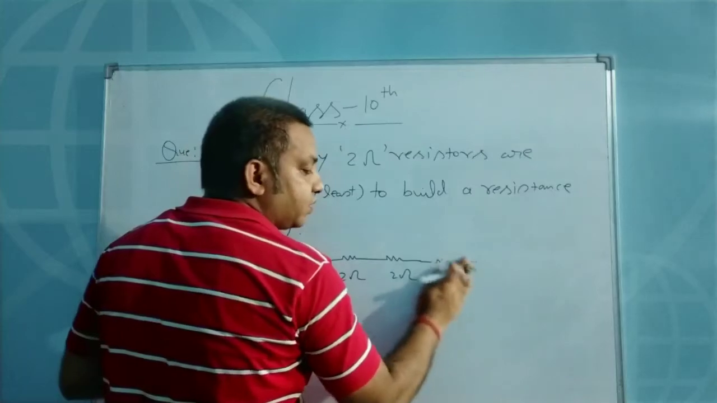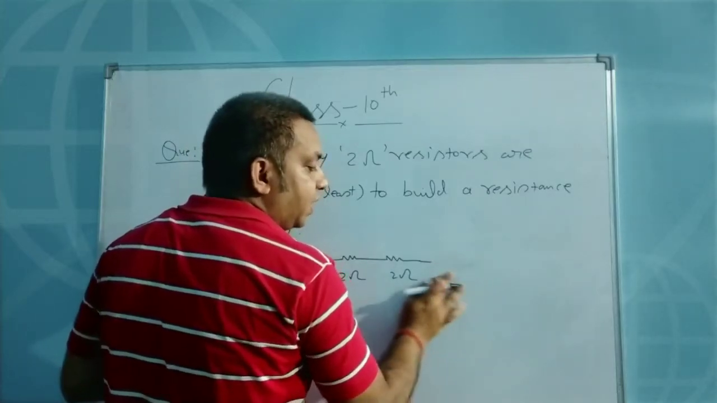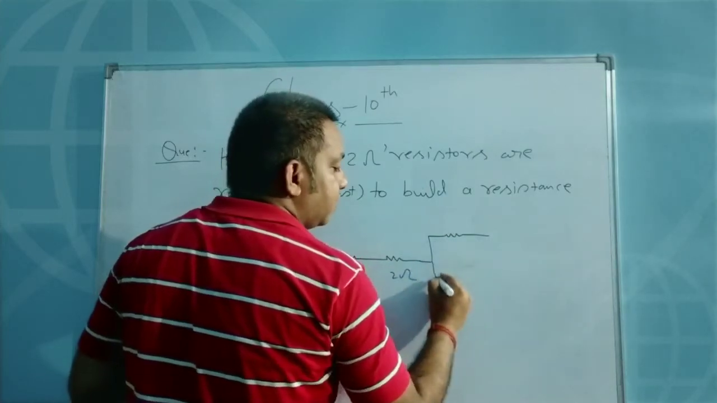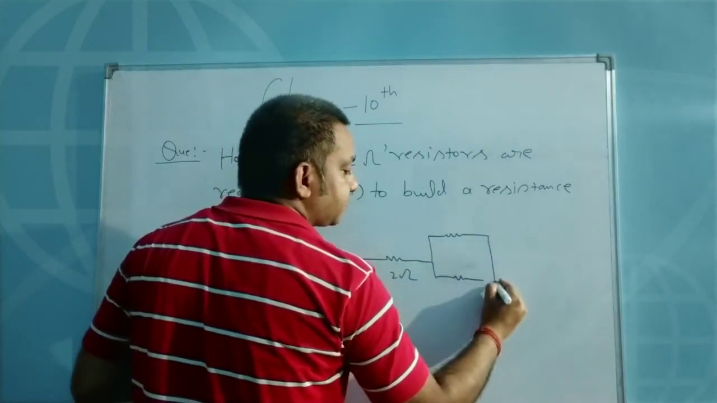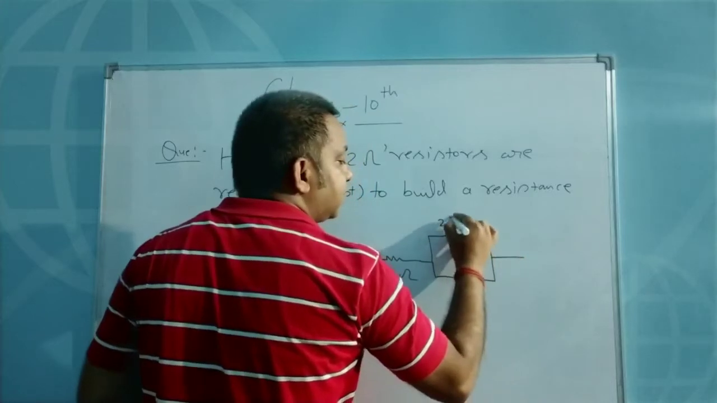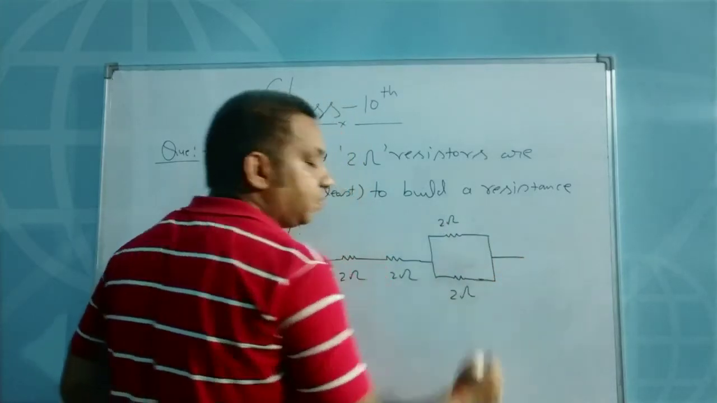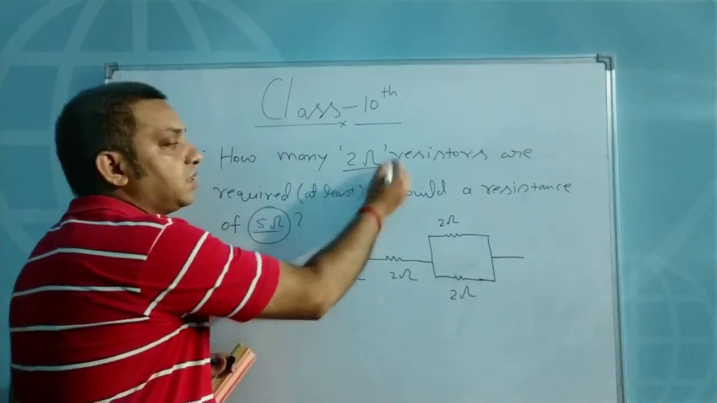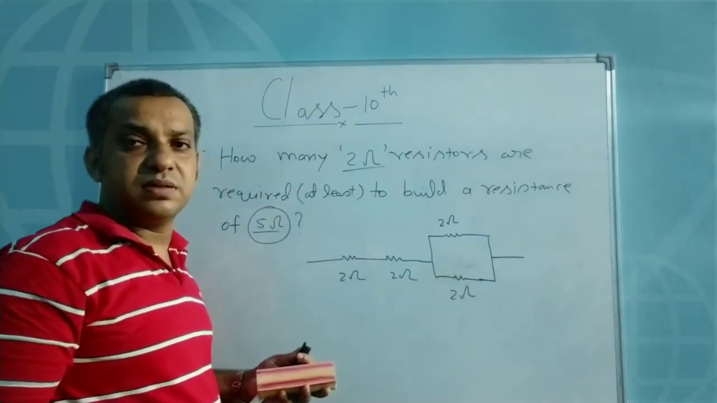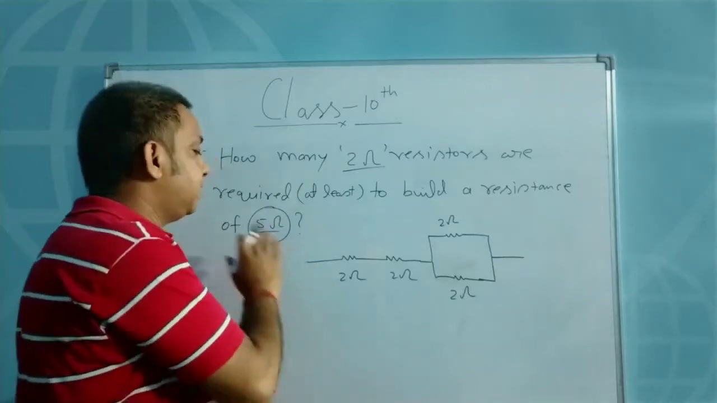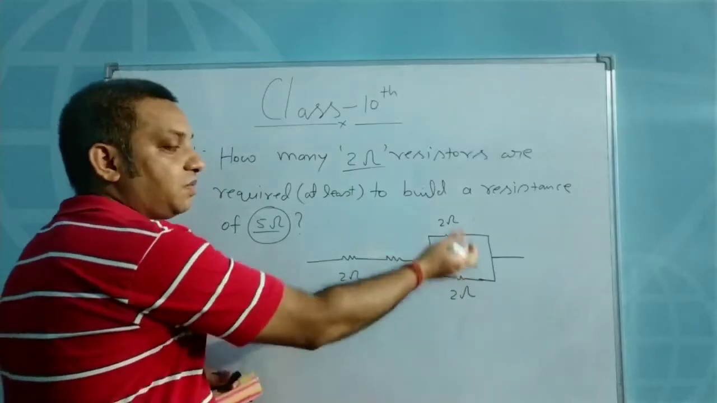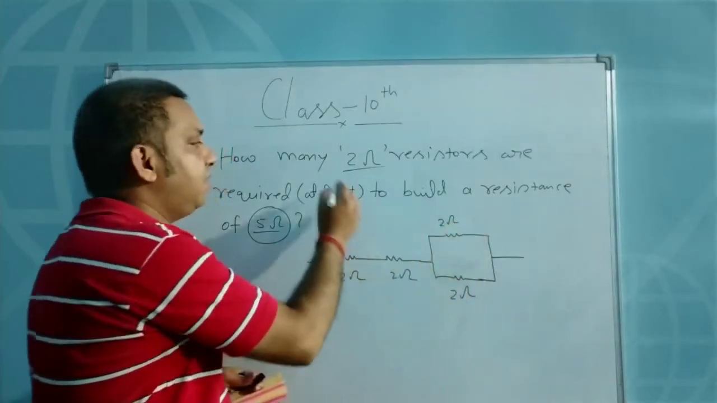So in place of this third resistor, you have to connect a parallel arrangement of 2 ohm resistors. Right? This one is also 2 ohm, this one is also 2 ohm. You cannot connect a 1 ohm resistor because we have only 2 ohm resistors. We have a number of 2 ohm resistors and with the help of only these we can make the 5 ohm resistor. So nobody can say, sir, in place of this arrangement you can use a 1 ohm resistor. We have only 2 ohm resistors.